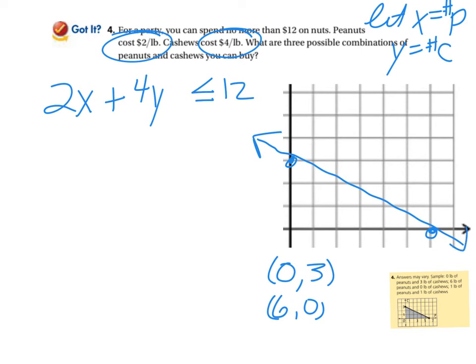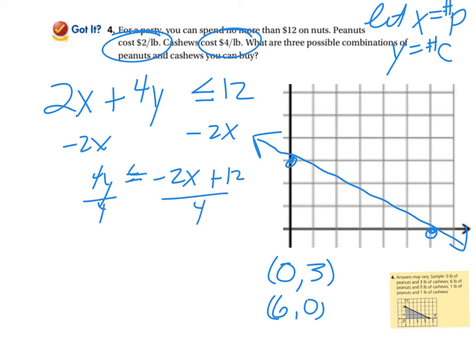Now here's the thing. You need to translate that into slope-intercept form in order to do that. So again, you can do it any way you want to here. Obviously subtract 2x, subtract 2x. So I have 4y is less than or equal to negative 2x plus 12. Divide off my 4, divide off my 4, and y is less than or equal to negative 1/2 x plus 3. Look at that. That y-intercept 0, 3 did show up, didn't it?